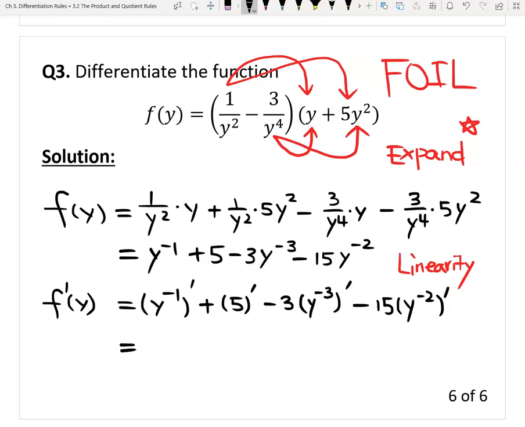So the first: take the negative down, and then negative 1 minus 1 is negative 2. The second is 0. A constant number has 0 as its derivative. The third term: take down negative 3, negative 3 times negative 3 is a positive, sorry, so it's a positive 9, and then y. Negative 3 minus 1 is negative 4. Good. The last term: take down negative 2, it is a positive 30, right? And then negative 2 minus 1 is negative 3. That's the result, right? So we get it.